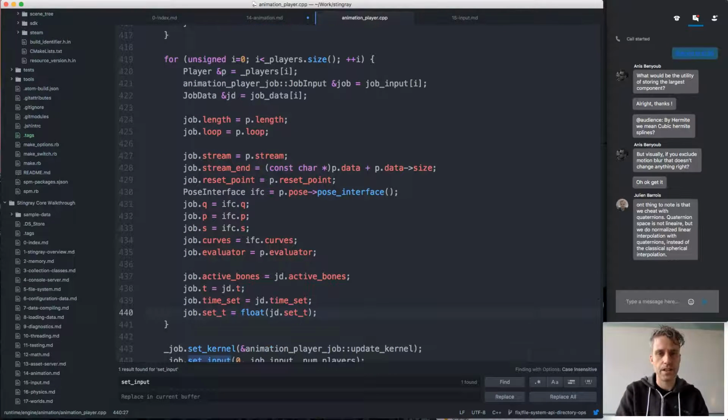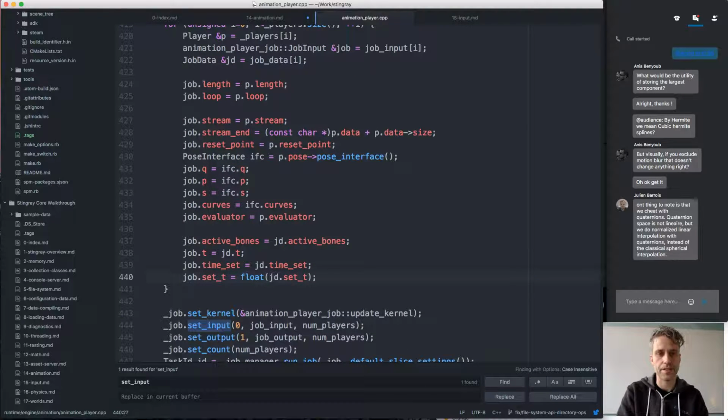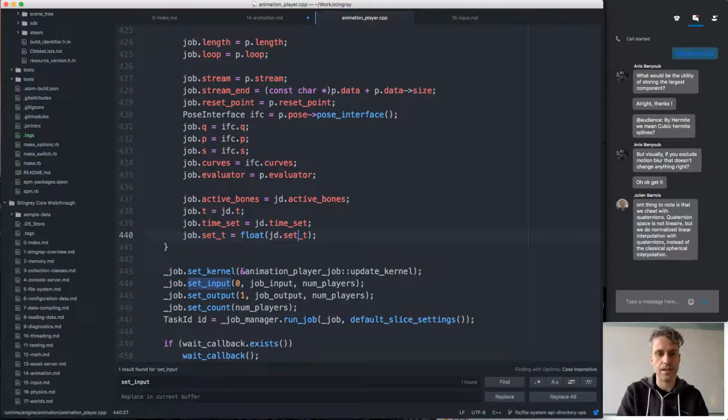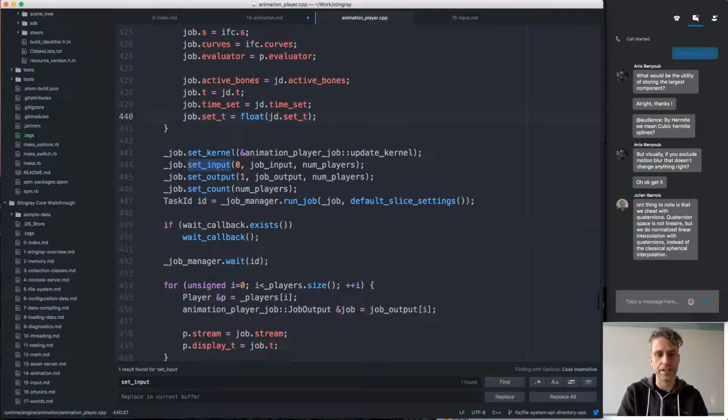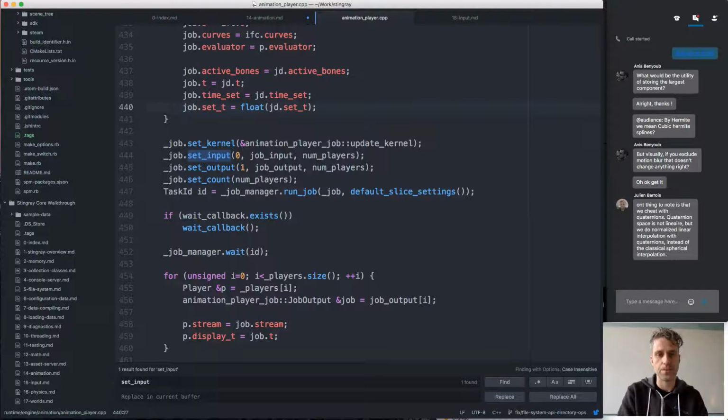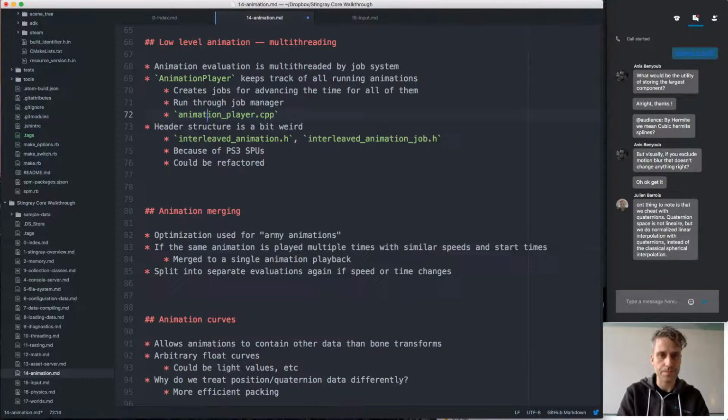It goes through all the currently playing animations, sets up job data for them, like the current time of the animation, the stream data, active bones that are used, stuff like that, and sets that input to a job. It sets the kernel function, which is a function that moves through this data and interprets it and updates the evaluator, and then runs that as a job in the job system, and then waits immediately afterwards. So it's one of these branch out, join together kind of multi-threading situations.